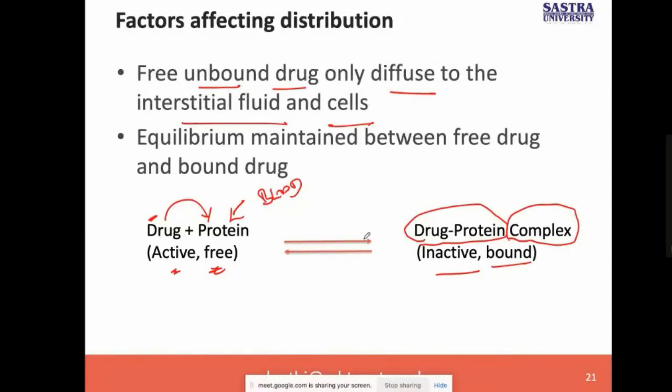So there is always an equilibrium between the active free form of the drug molecule and the bound inactive form of the drug molecule. What it indicates is that this complex is not permanent; it can dissociate. The reaction can go in the backward direction. Again, we can get the active free drug molecule and the protein. Is that understandable?